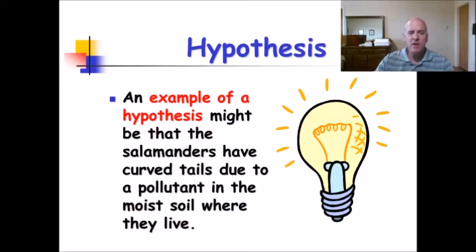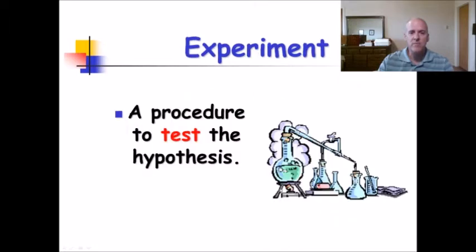So an example of a hypothesis might be that the salamanders have curved tails because of a pollutant in the moist soil where they live. It's a prediction. We don't know if it's true. It's just a possibility. Next, we do an experiment. We test the hypothesis.